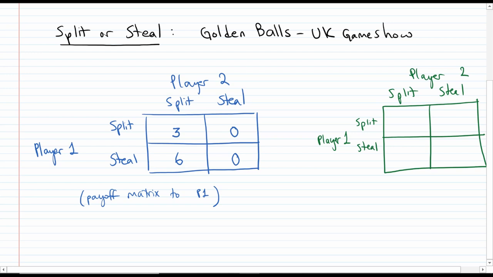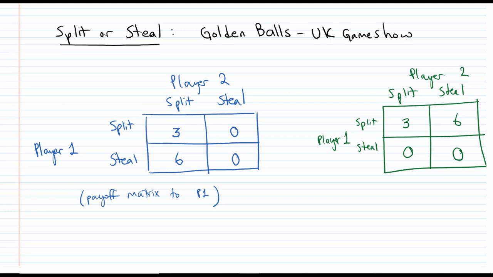If they both split, then player two gets three. If player one wants to split but player two steals, then player two gets six. If player two splits while player one steals, then player two gets zero. If they both steal, they get zero. So there's sort of our two payoff matrices, depending on who we're looking at, player one or player two's payoffs.